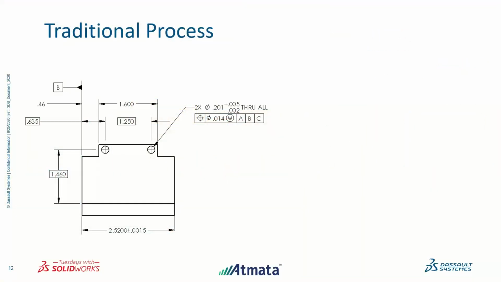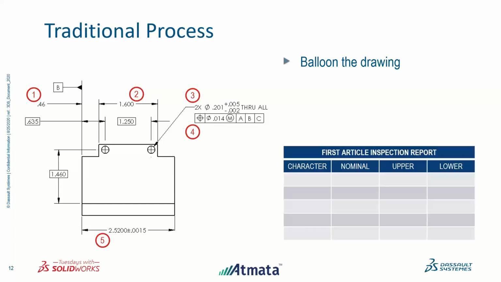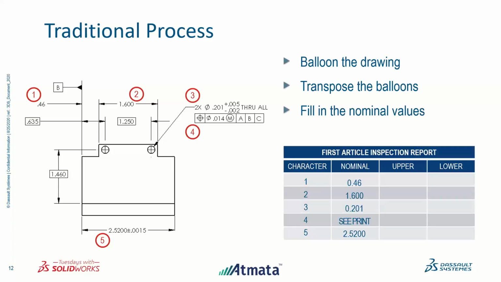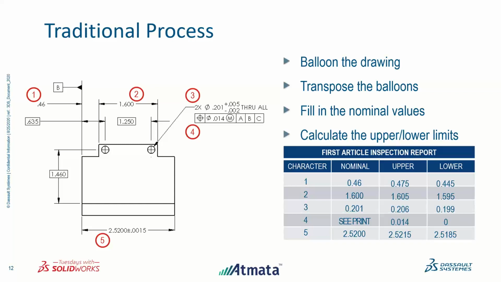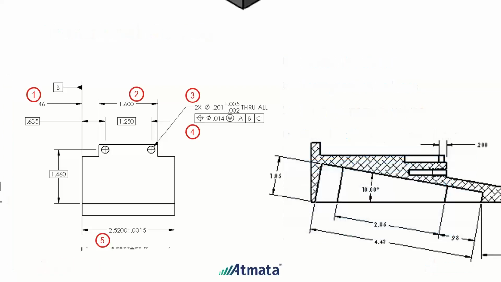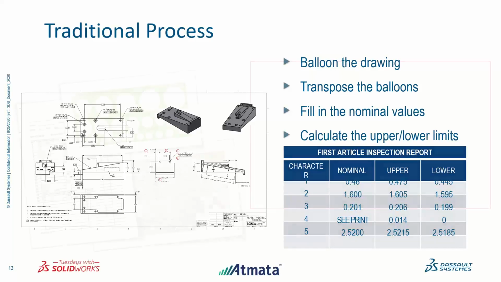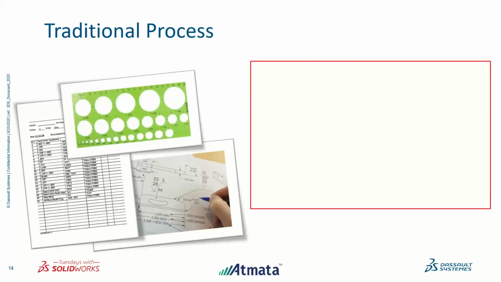In the traditional process, the manual way, they first have to balloon the drawings, and then they have to fill in the nominal values for each dimension, and then, using a calculator or calculations, they have to calculate the upper and lower limits. This is what they normally do for the drawings which they are creating. But this is not as easy as we think. As a traditional process, it's going to be very hard. It's going to be time consuming, and it's going to have errors, of course, if you miss anything or if you get distracted during the work or during the calculation.